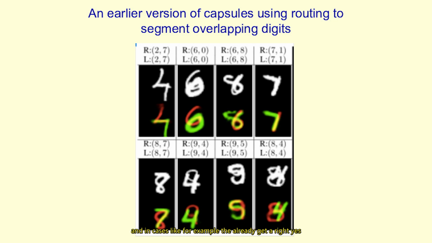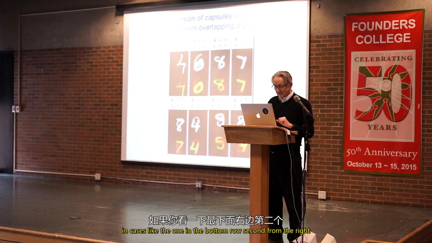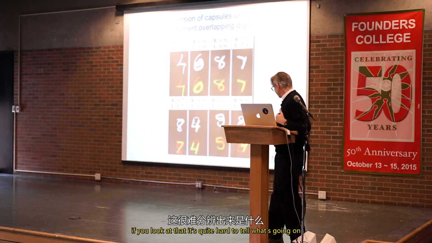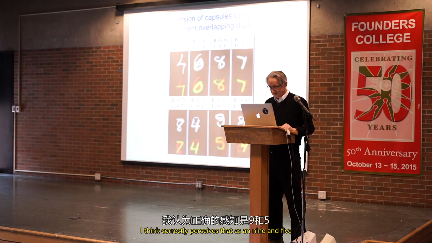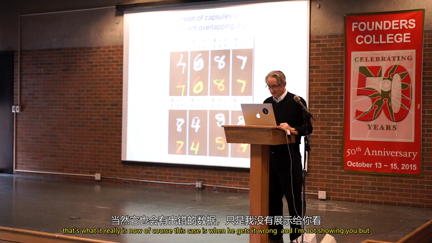And in cases like, for example, did anybody get it right? Yes. In cases like the one in the bottom row, second from the right, if you look at that, it's quite hard to tell what's going on. And it correctly perceives that as a 9 and a 5. That's what it really is.